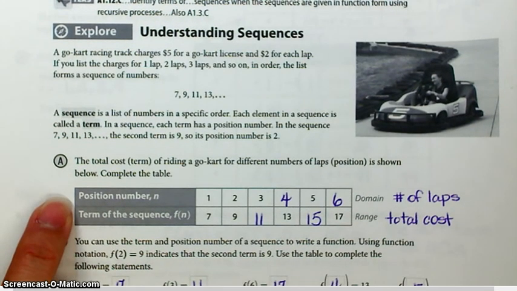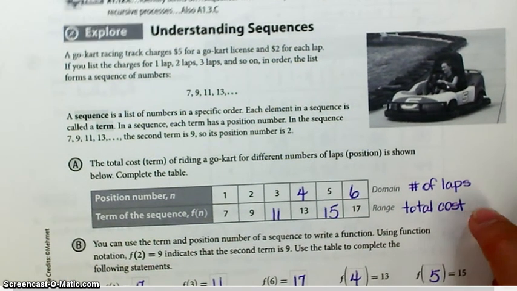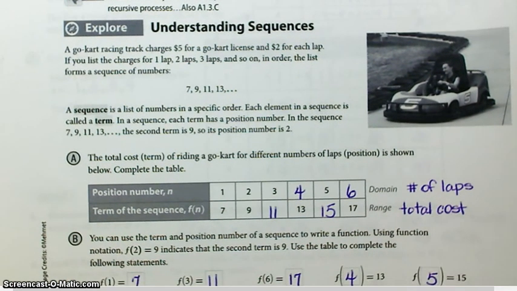So the total cost is your term. So the total cost of riding a go-kart for different numbers of laps is shown. So the position number is basically your number of laps in this case. The term is the cost, or how much you are paying. So your domain is your number of laps. Your range is your total cost.